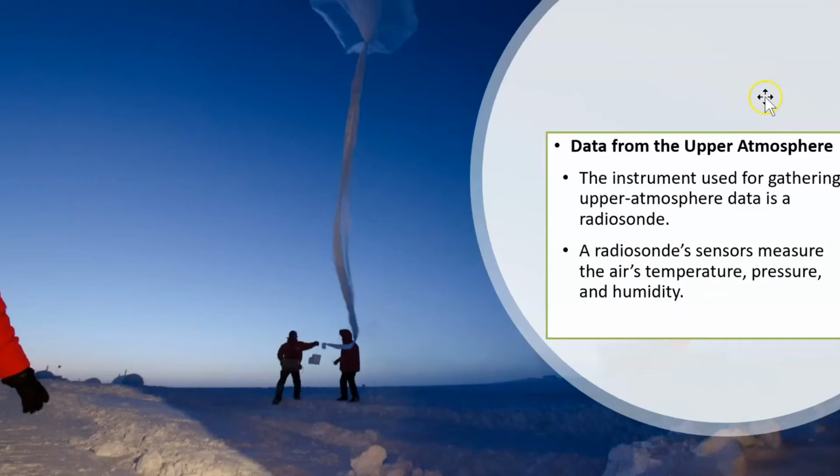We also can gather data from the upper atmosphere. In this picture here, we have someone preparing a weather balloon. And on the end of the weather balloon is a detecting instrument that includes sensors for measuring air temperature, pressure, and humidity. And this is called a radiosonde.